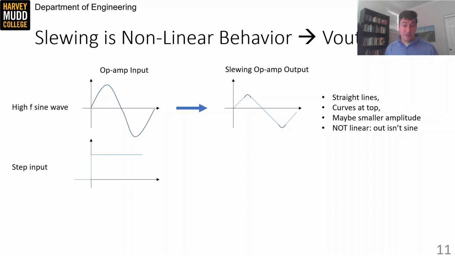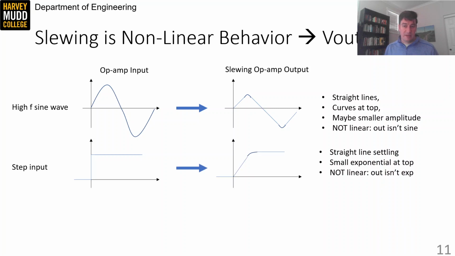We can also see slewing if we put a step input with a big amplitude into our unity gain buffer. Our response will be a straight line with a tiny exponential at the end. Again, this is not linear because a linear response to a step is a decaying exponential the whole time. A linear response wouldn't have this straight line at the start.